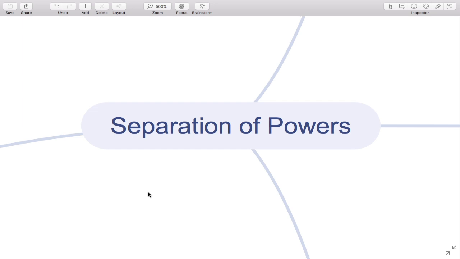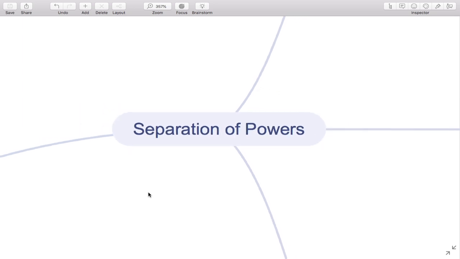And it should be the case that the state separates those powers out, such that the institution that is responsible for making the law should not be the same institution as the institution that is responsible for interpreting and applying the law. Or both of these should not be the same institution as the institution that is responsible for the enforcement of the law. And this is really where we see, in a variety of different systems around the world, the idea of the separation of powers.